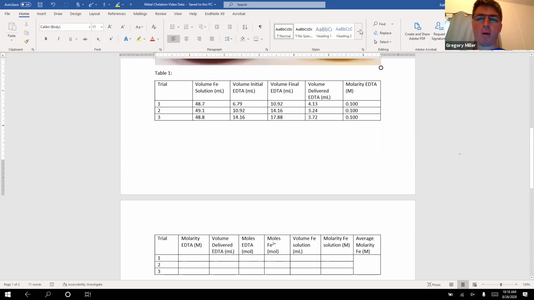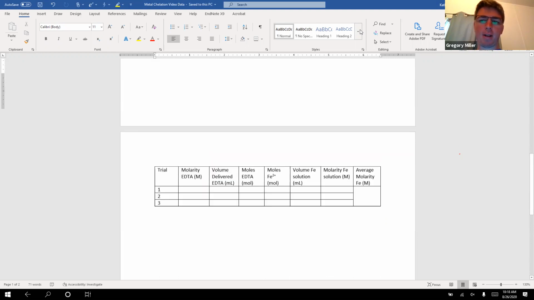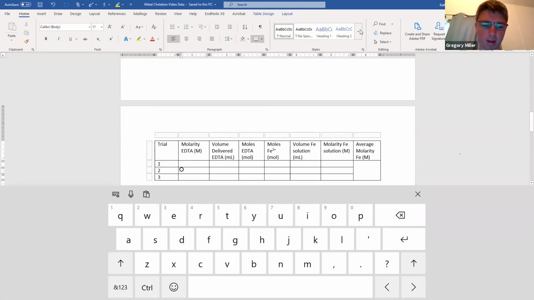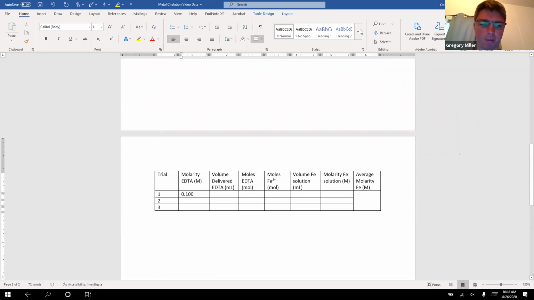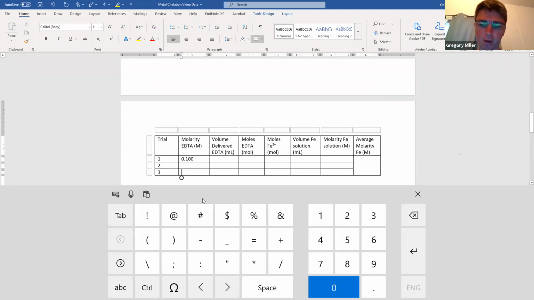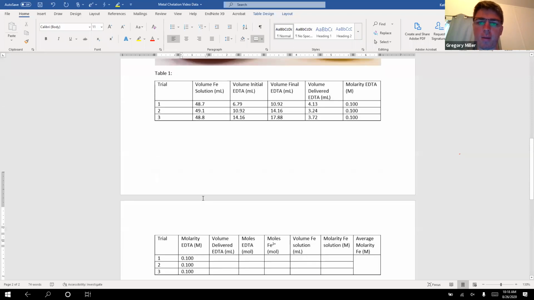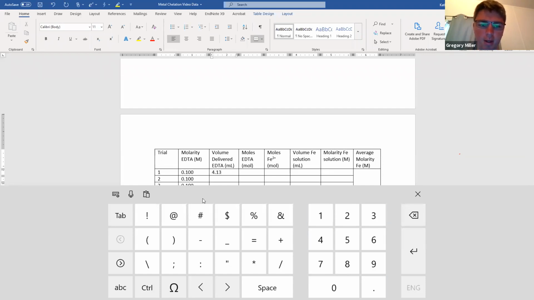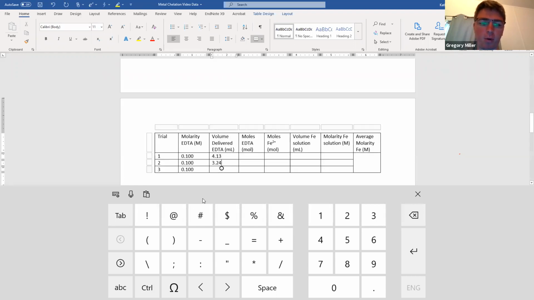The molarity of EDTA was provided on the bottle. So to fill in the table that we really care about, where we're getting all of our calculated values, molarity of EDTA is just copied from above. And it was 0.100. And so that was the same for all 3 trials. So we can go ahead and copy those down. Volume delivered of EDTA was that value we just found up above. So the first trial, 4.13. Second trial, it was 3.24. and 3.72.